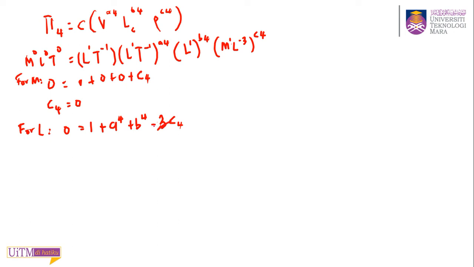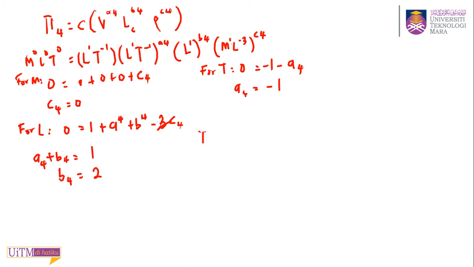Okay, and we know C4 is 0, so A4 plus B4 equals 1. We have two unknowns, so we need to solve for T first. For T, 0 equals minus 1 minus A4, and the 0 has none, so A4 will equal minus 1. Now we can solve for B4. B4 will equal 1 minus A4, A4 is minus 1, so this will be 1 plus 1, so 2.